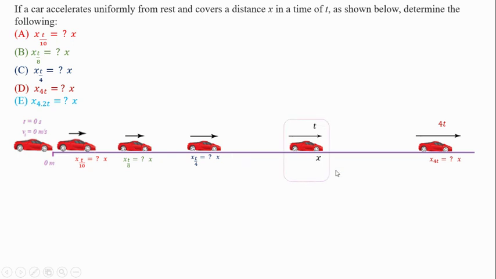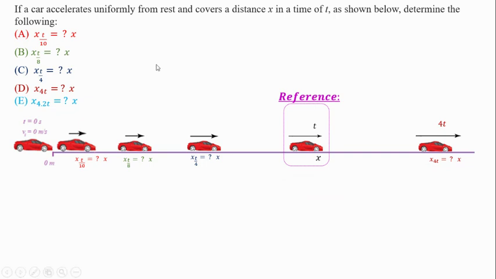Based on the wording, it says that the car covers a certain amount of distance x. We don't know what x is, it doesn't really matter, in a certain amount of time t. Okay, so whatever t is. So this is our reference point. Usually the problem has to give you enough information to have a reference point or a baseline.